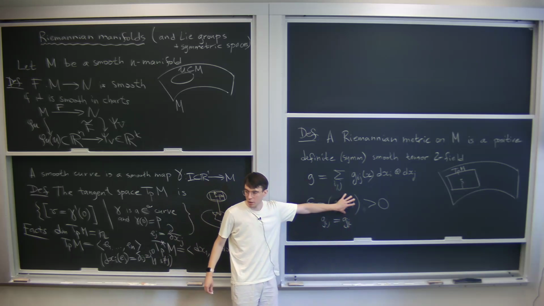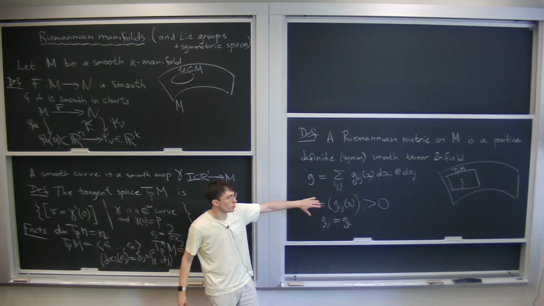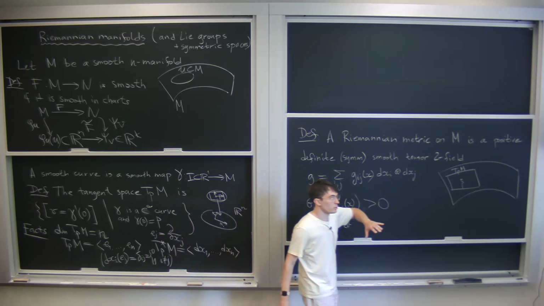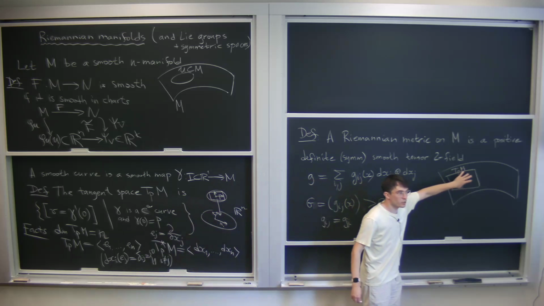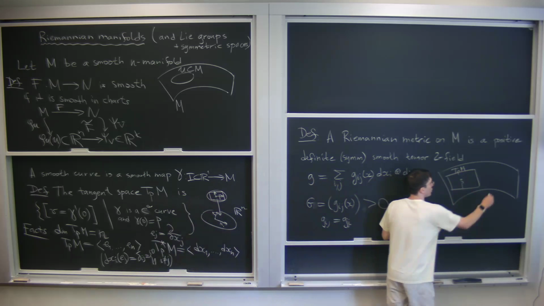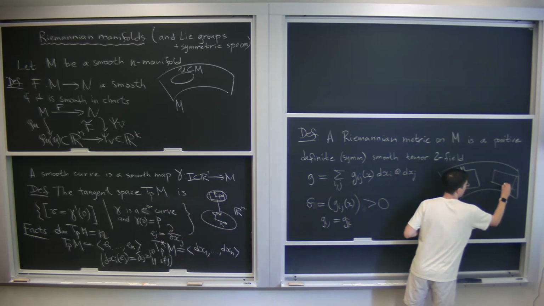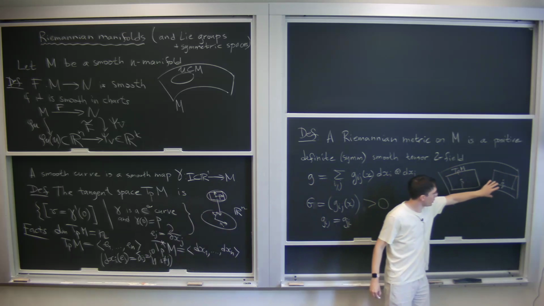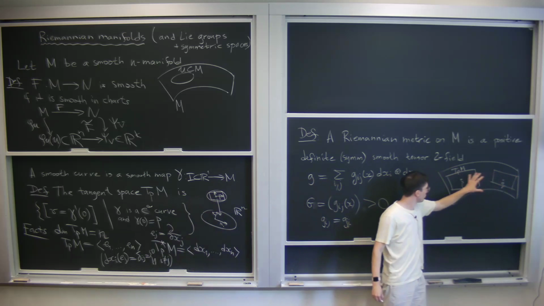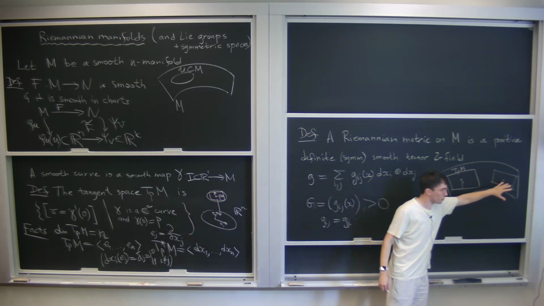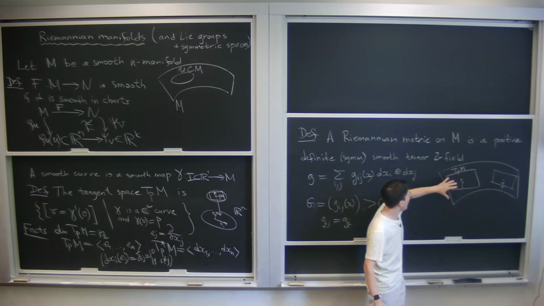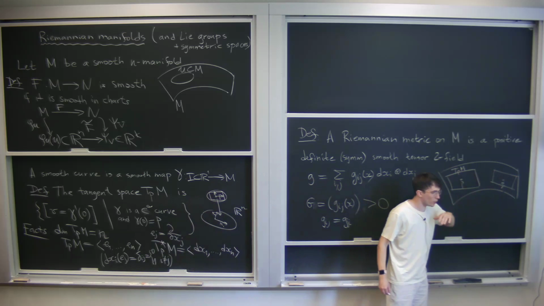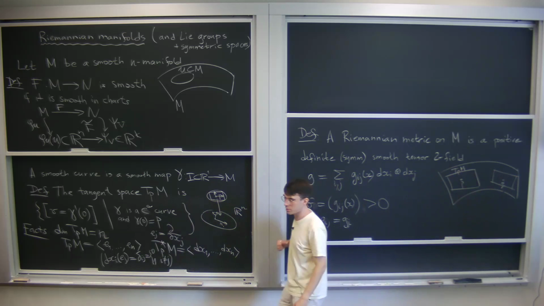the quadratic form associated to this matrix is a positive definite quadratic form. So one can think of the matrix that sits in each tangent space here. The entries of this matrix smoothly depend on the coordinates, on the local coordinates of our manifold, and in every tangent space, the matrix is symmetric and positive definite.